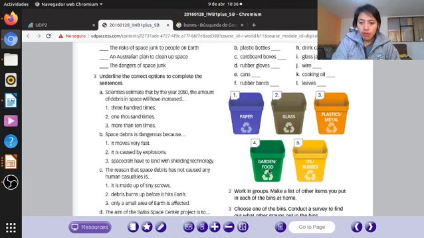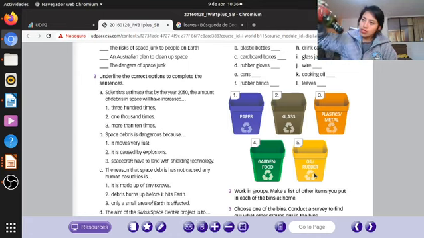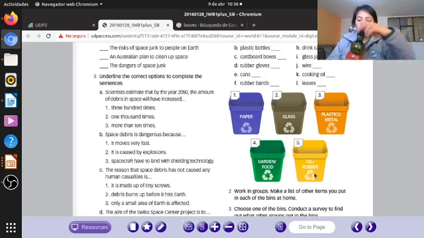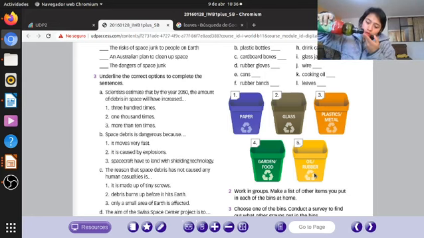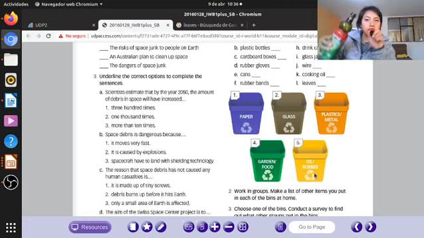Bin number 4 is garden food. Garden, do you know what it is? This is jardín. Food, comida. And we have oil and rubber. Do you know what rubber is? This is the material, rubber. And oil. Oil is not the bottle. It's this part. This is oil.